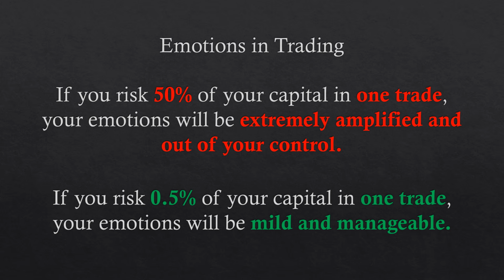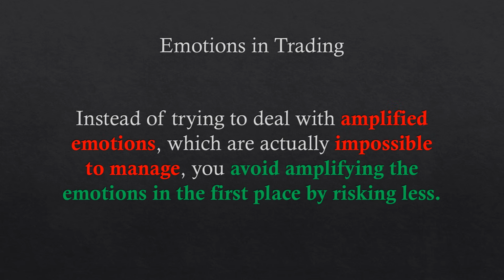The conclusion here is that you don't try to manage amplified emotions. You avoid amplifying them in the first place by risking less. In fact, if you notice that your emotions are getting in the way, it's a sign that you are risking too much. When trading is done in the right way, emotions are actually very easy to manage with minimal willpower and discipline. The bottom line here is that if you want to have control of your emotions in trading, you should use small risk.